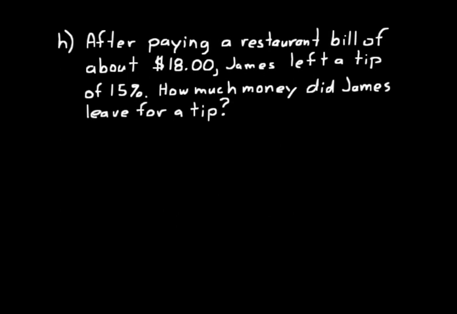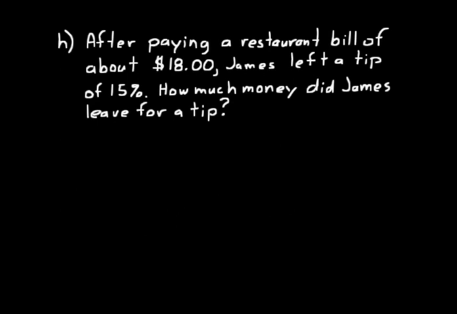Let's do one more problem. Whenever you go to a restaurant, the standard tipping rate is about 15%. So 15 per 100 means $15 for every $100 of food purchased. Look at this problem here. After paying a restaurant bill of about $18, James left a tip of 15%. How much money did James leave for a tip?